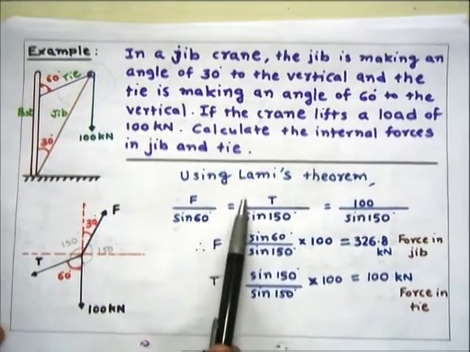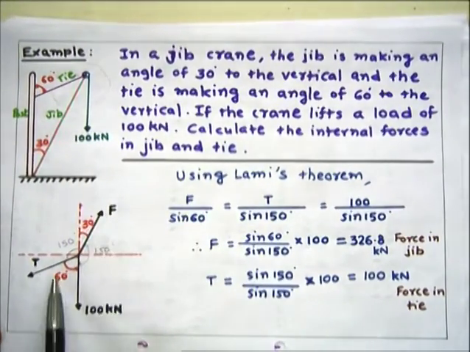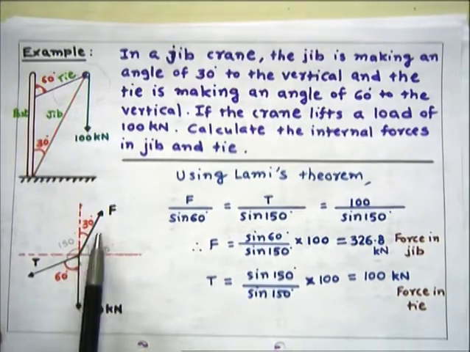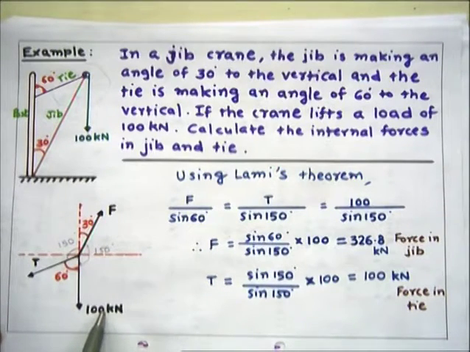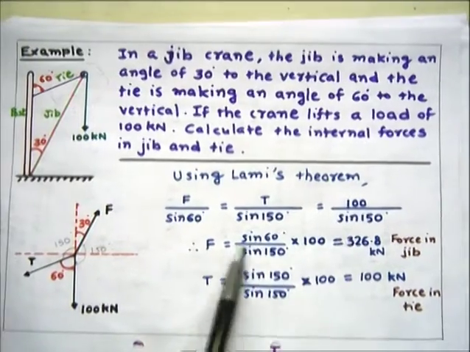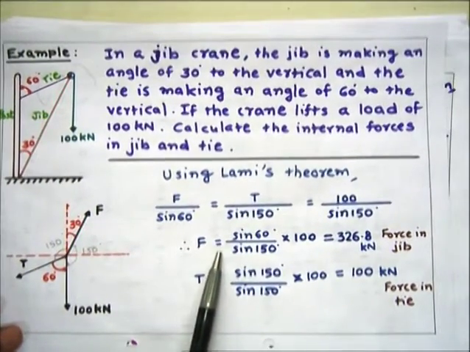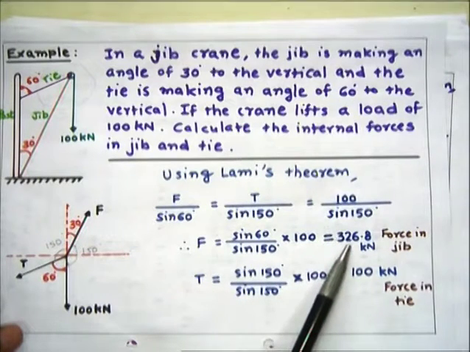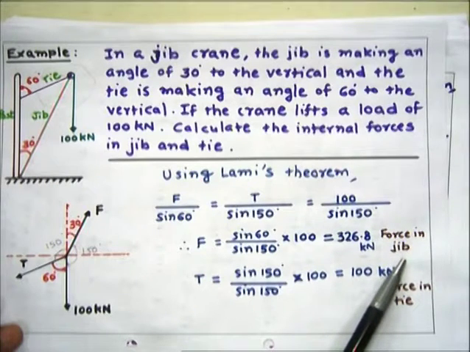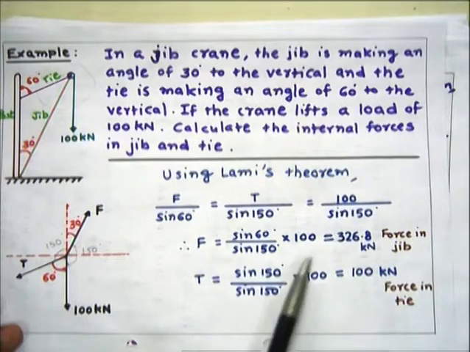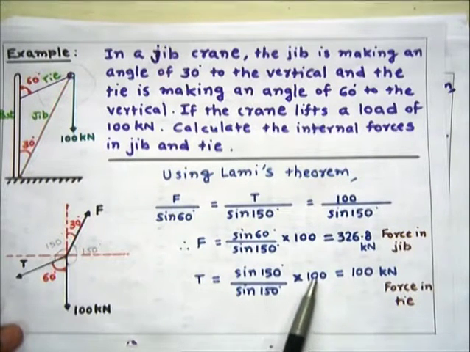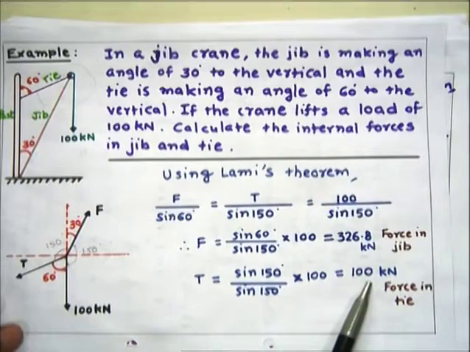So applying Lamy's theorem, then F divided by sine 60 is equal to T divided by sine 150 is equal to 100 divided by sine 150. So we have F equal to 326.8 kilonewton, that is nothing but the force in the jib, and which is compressive, and in the tie, that is tension, is given on simplifying as 100 kilonewton.